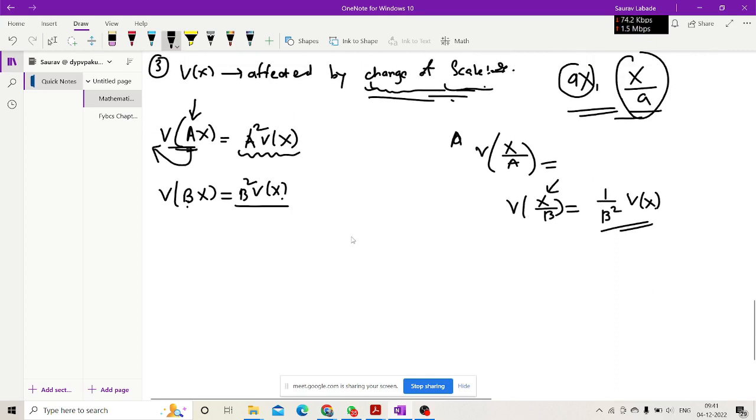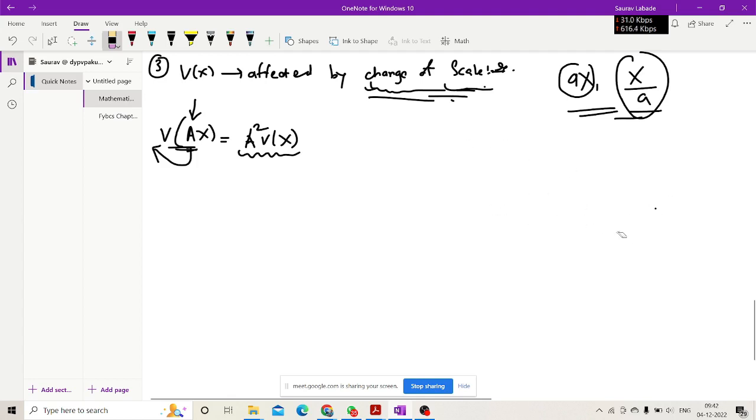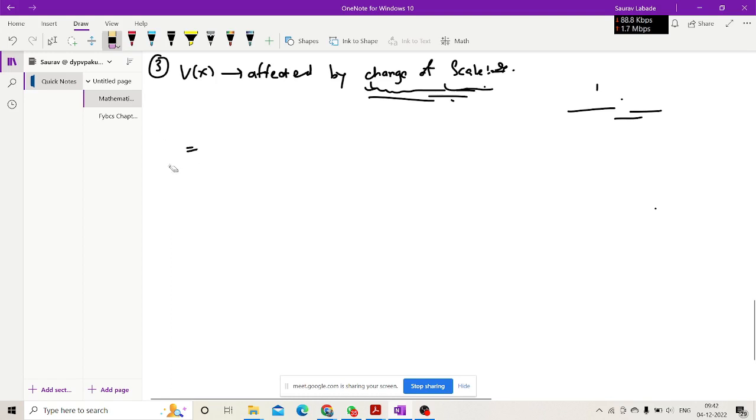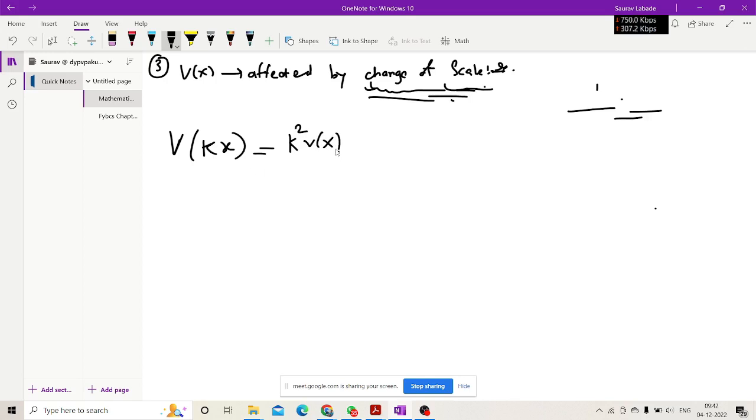Okay, now let's try to discuss the proof of this. Now let's try to prove this. So we have to prove that variance of ax, right? Let's consider a different constant. Suppose variance of kx should be equal to what? K square into variance of x. Okay, I only have to prove this.